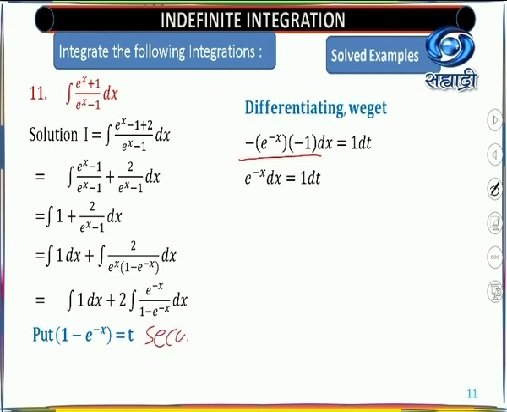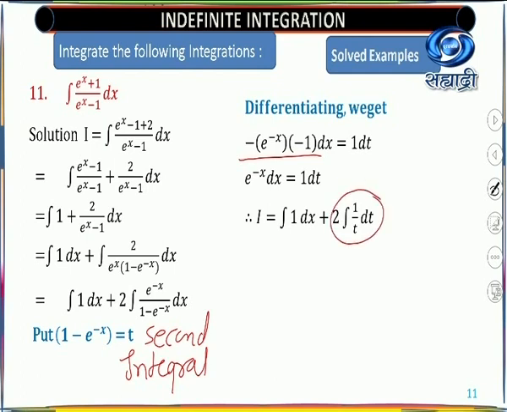This is the second integral. What you are substituting for the second integral? There is no substitution for the first integral. First integral you will get immediately. So this is equal to integral 1 dx plus 2 into integral 1 upon t dt. This is only for the second integral. You will get x as usual for the first, plus 2 into log of mod t plus constant of integration.